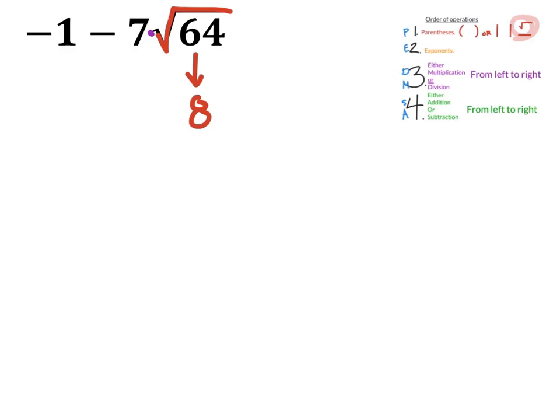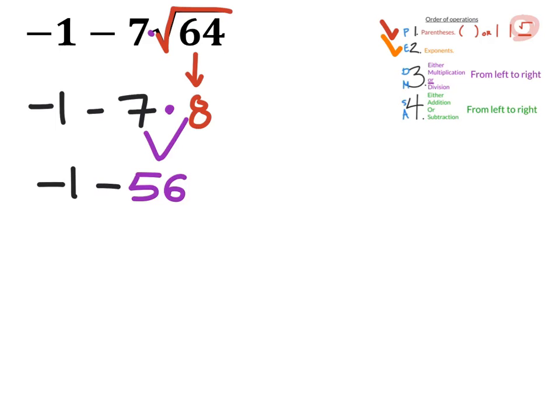So now my new problem shows as negative 1 minus 7. And again, it was multiplied by that square root of 64. So it is now 7 times 8. And that takes care of all the parentheses we had. I don't see any exponents here. So I'm going to check that off, and I'm going to go straight to the multiplication. 7 times 8 is 56. So now I've got negative 1 minus 56. And there's no division, no more multiplication, so we'll check that one off as well.